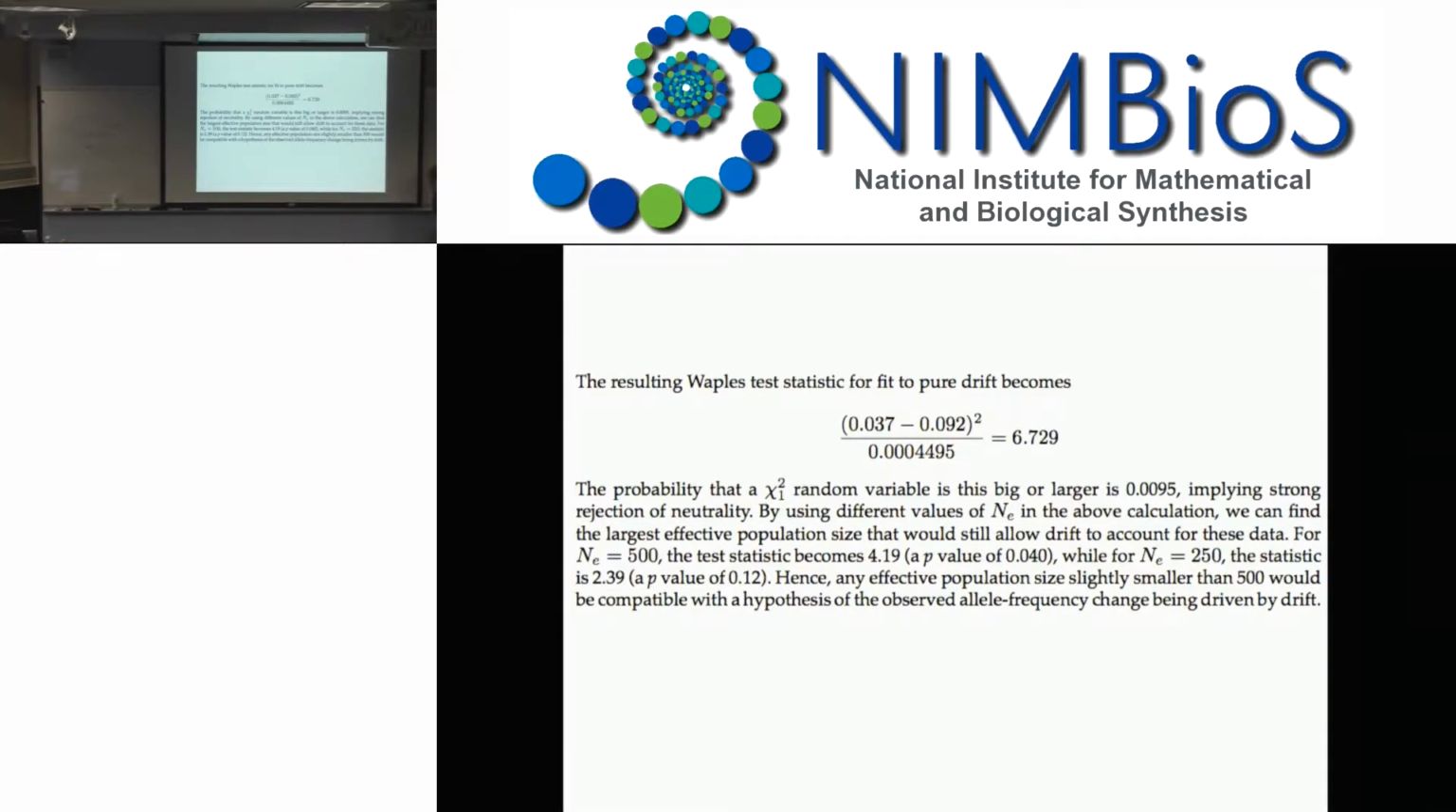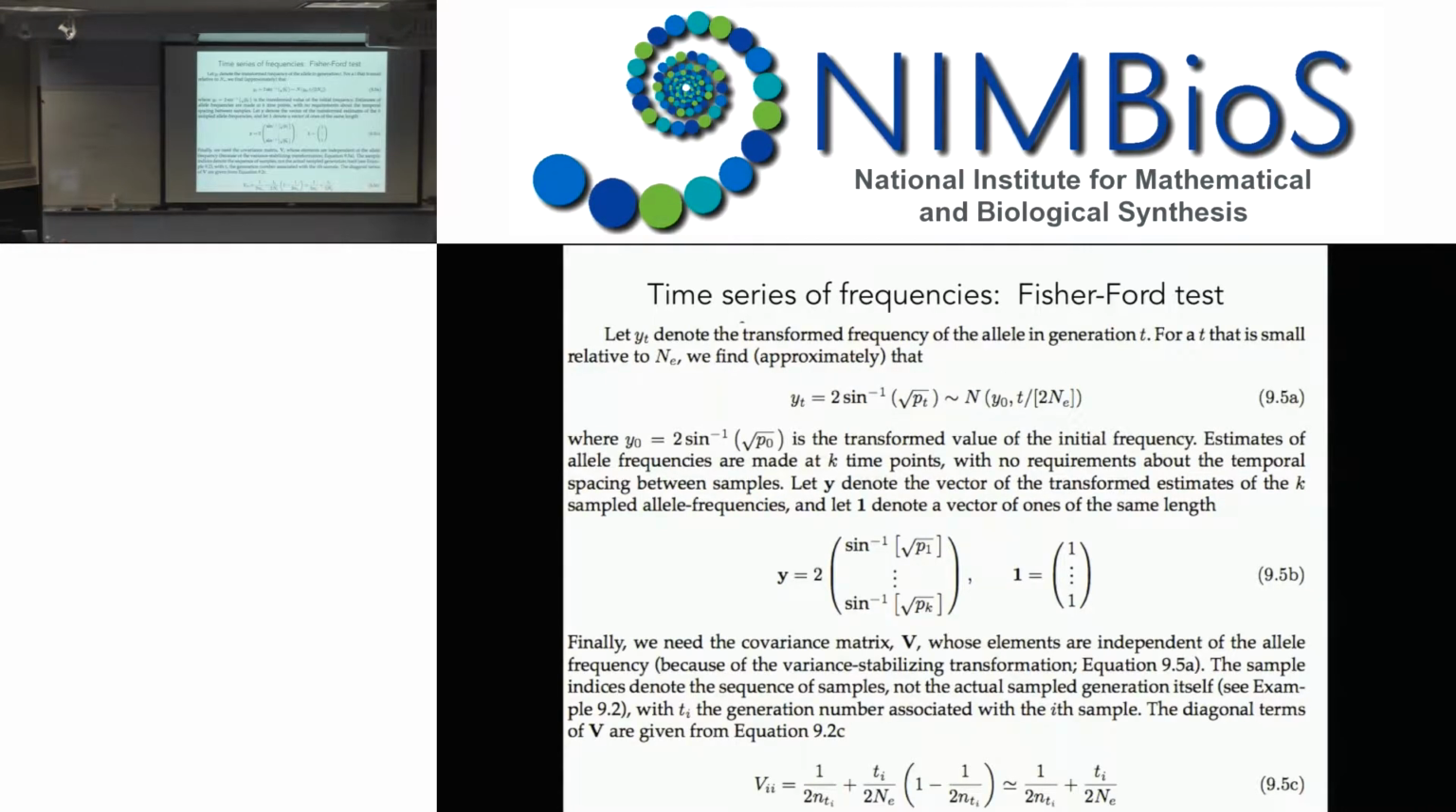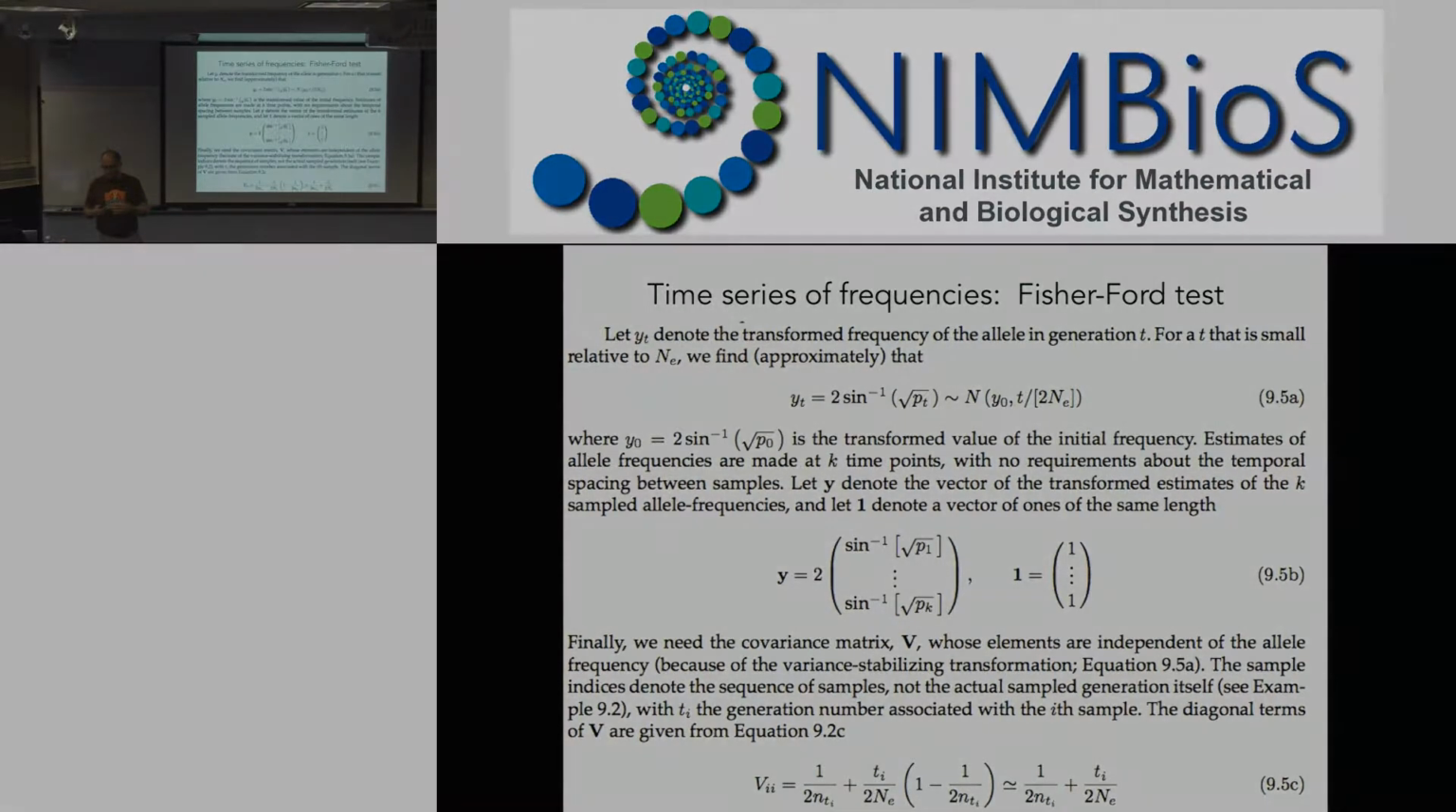So this is a simple test based upon looking at allele frequency change at 2 time points. Tomorrow, we'll take this exact same data and do the Fisher-Ford test, where it's not 2 time points, but any number of time points with any amount of difference between them, and that gives you the more general form that we'll talk about. Okay?